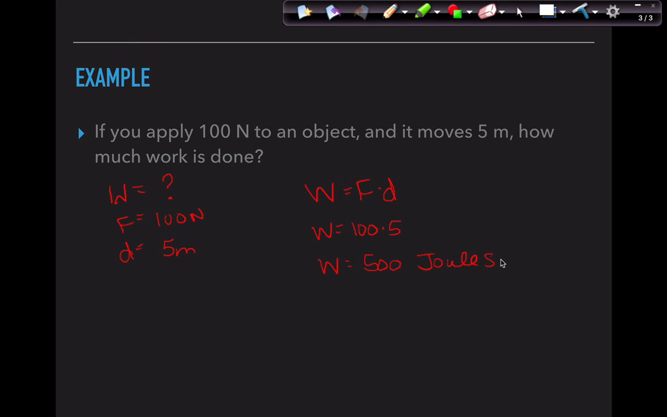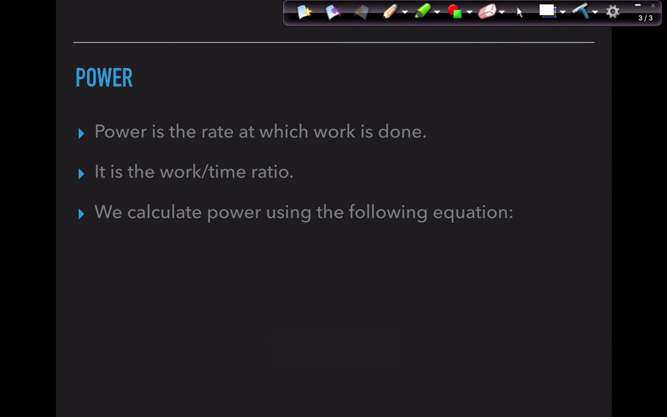Now, if I give you the work value and ask you to solve for force or distance, that's going to change, and instead of multiplying, you're going to be dividing. So next we're going to move on to power. When we talk about power, it is the rate at which work is being done, meaning it's a ratio. We have to have our work value and we have to have a time value.